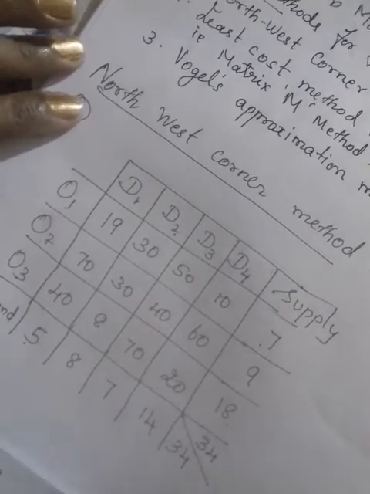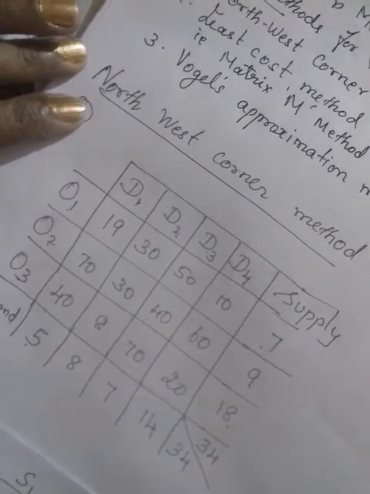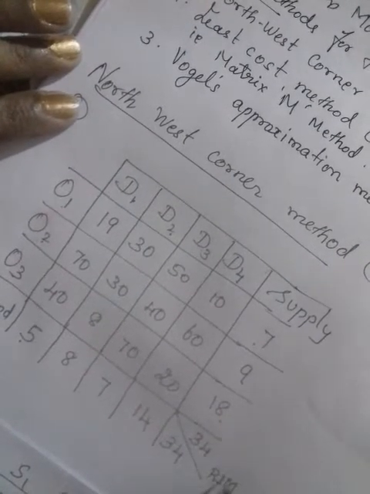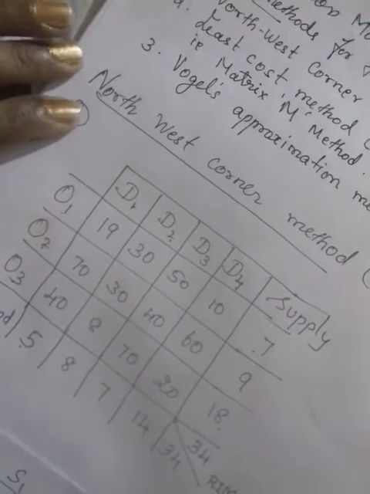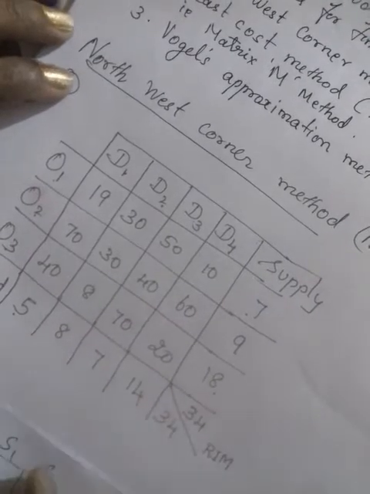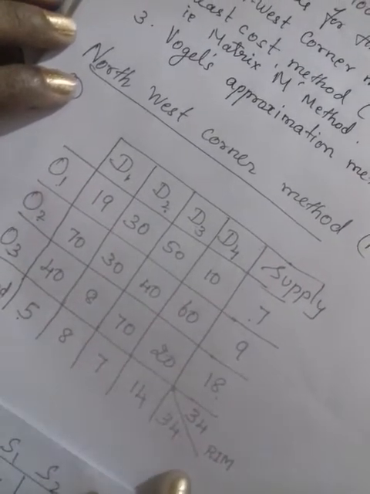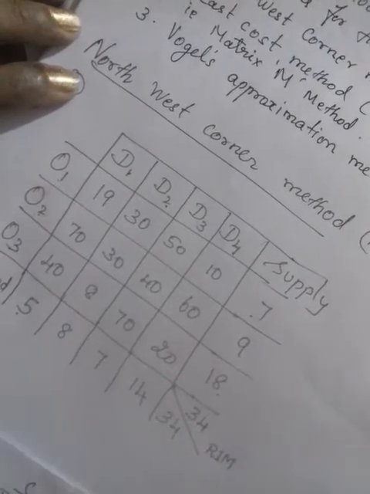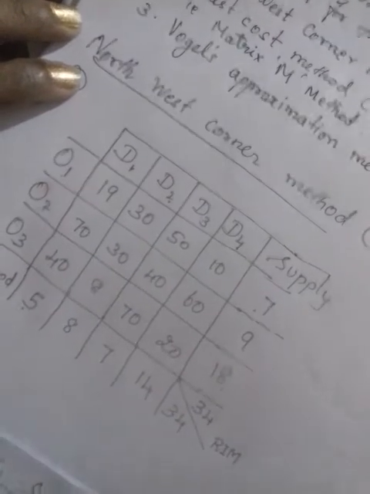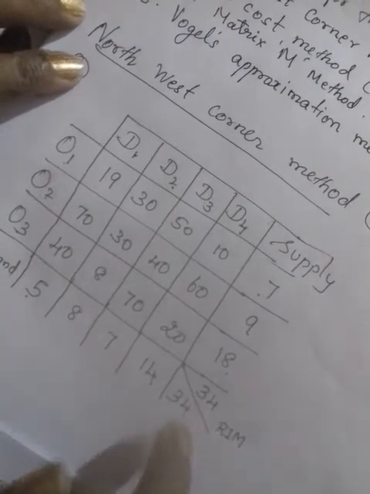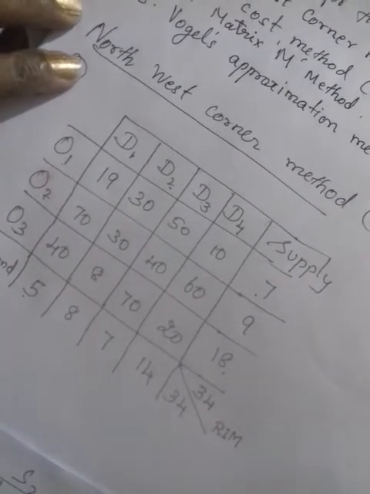It means the RIM conditions get satisfied. It means demand and supply is equal. This is the first condition you have to check, whether the addition of supply and the addition of demand is equal or not. The given problem is equal, so no need to add a dummy row or dummy column. In the next videos we will see how to add a dummy row and dummy column. If it is unequal, then we have to add a dummy row or dummy column.